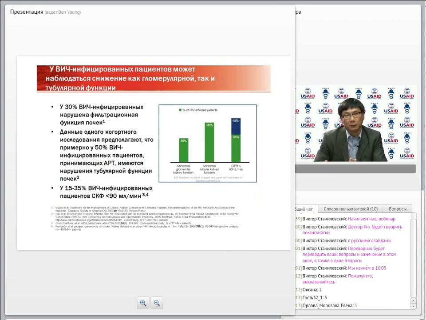This next graphic serves as a reminder that patients who have kidney disease can have pathology that is both glomerular as well as tubular. One large cohort analysis has suggested that glomerular filtration is decreased in as many as 30% of HIV-infected persons. A separate analysis suggests that as many as 50% of infected patients may have tubular dysfunction.